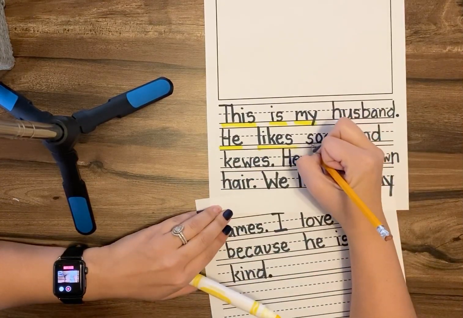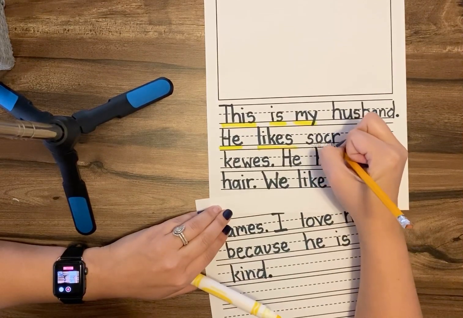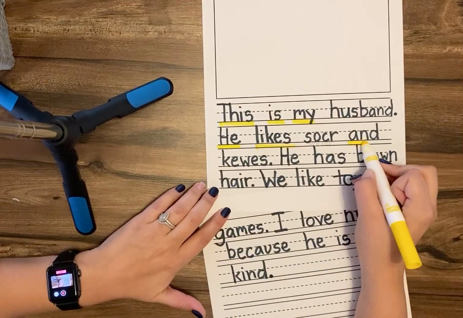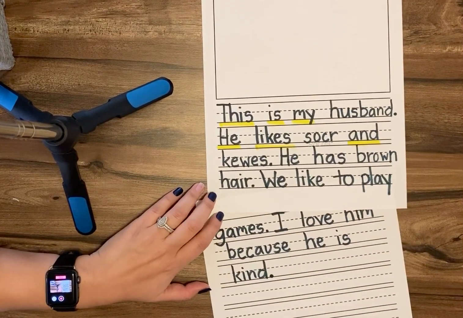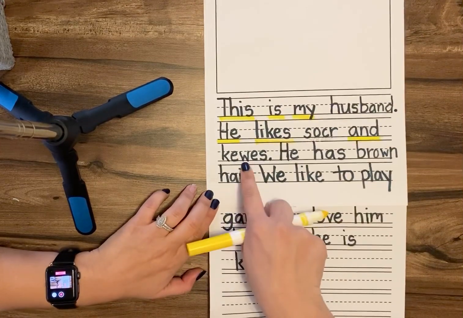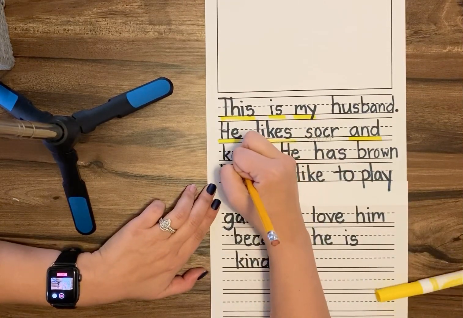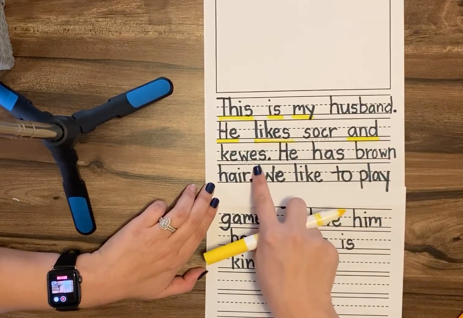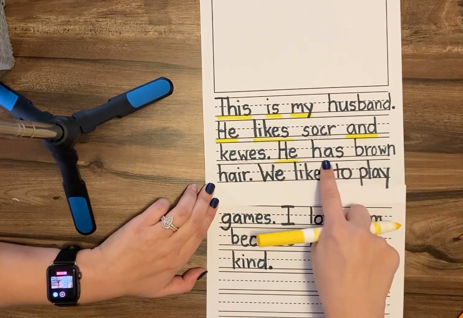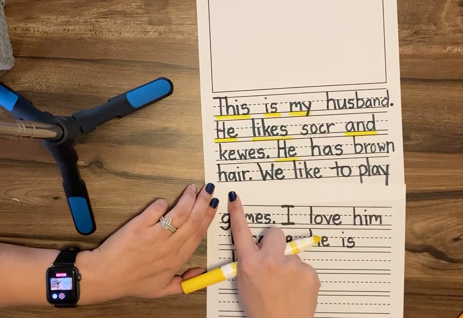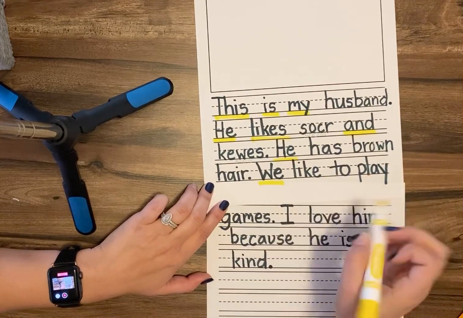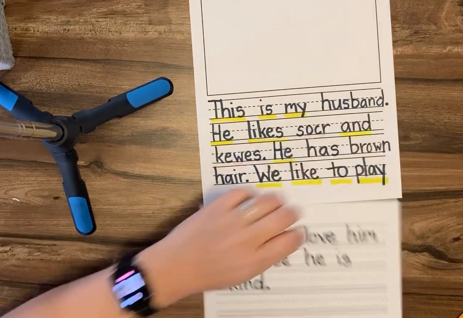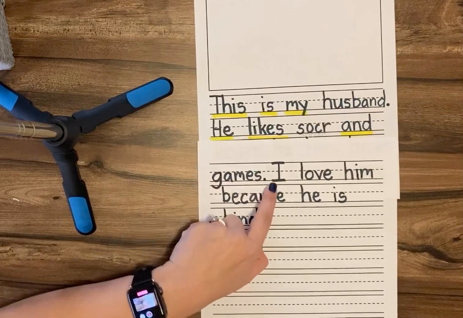I'm going to put some writing underneath with the dictionary spelling. He likes soccer. And another sight word? You guys, are you serious? Check all these out. This is my husband. He likes soccer and kiwis. Oh, this is not a sight word either. Let me add in some dictionary spelling. He likes soccer and kiwis. He, that's a sight word, has, we sounded this out, in brown hair. Another one, we, like is a sight word, to is a sight word, play is a sight word, so many in a row. Games, we sounded out.